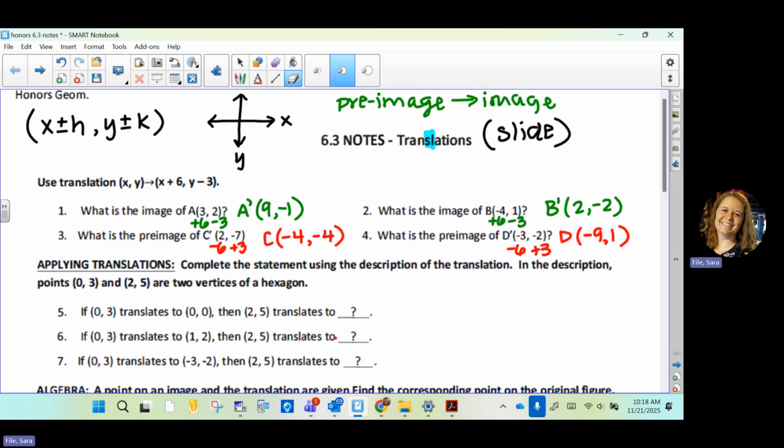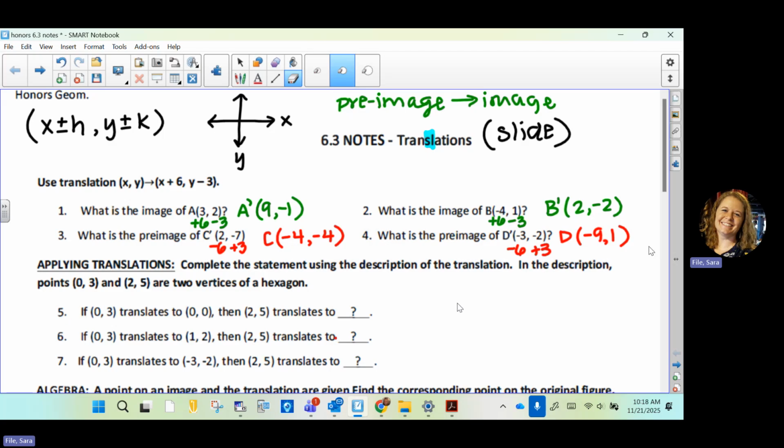Okay. Now, when you're applying translations, it wants us to complete the statement using the description of the translation. So when we talk about a rule, it's written here like this, with the X, Y, and then an arrow, and then what you're doing to your X and Y. Now, when you write a description, you're just saying up, down, left, right, okay? So it says in the description, (0, 3) and (2, 5) are 2 vertices of a hexagon. So if (0, 3) translates to (0, 0), then (2, 5) translates to what?